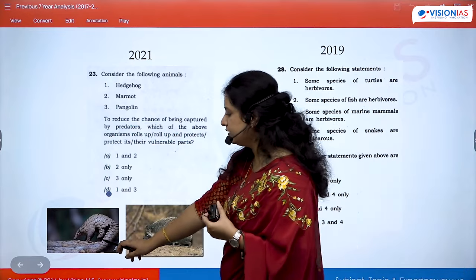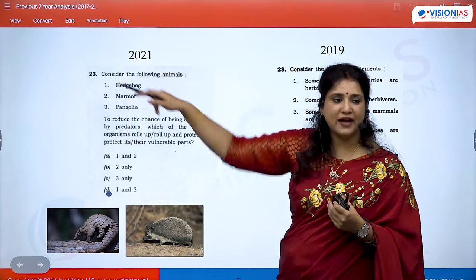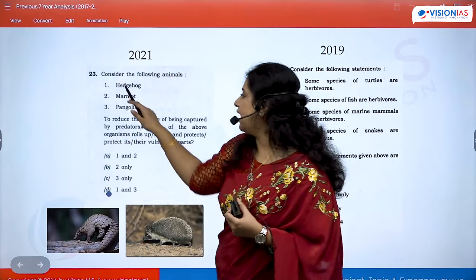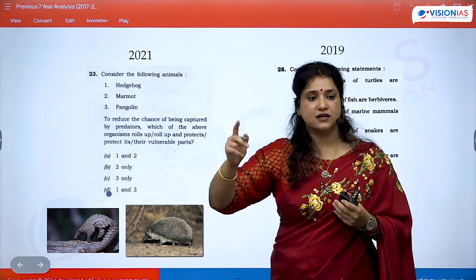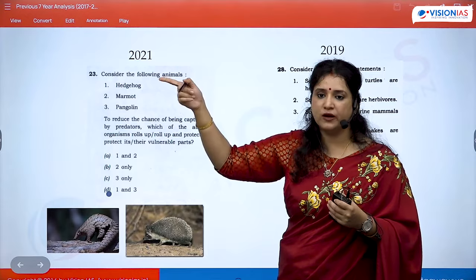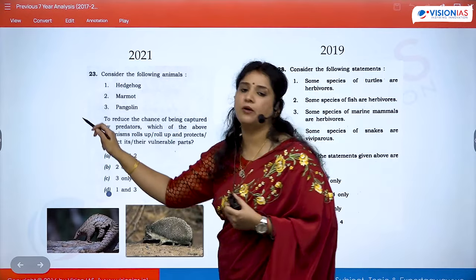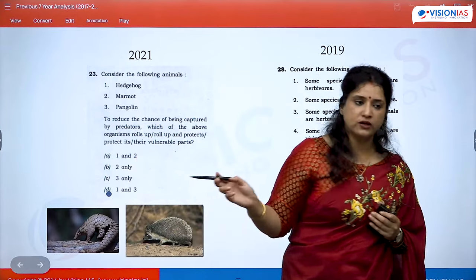This is pangolin, right? And this is hedgehog. The first picture also had a hedgehog. So the answer is these two. Now, when UPSC has asked about marmot directly, and it has become an exception in one of the answers, you ought to read about marmots. So hedgehog, marmot and pangolin, note all three.